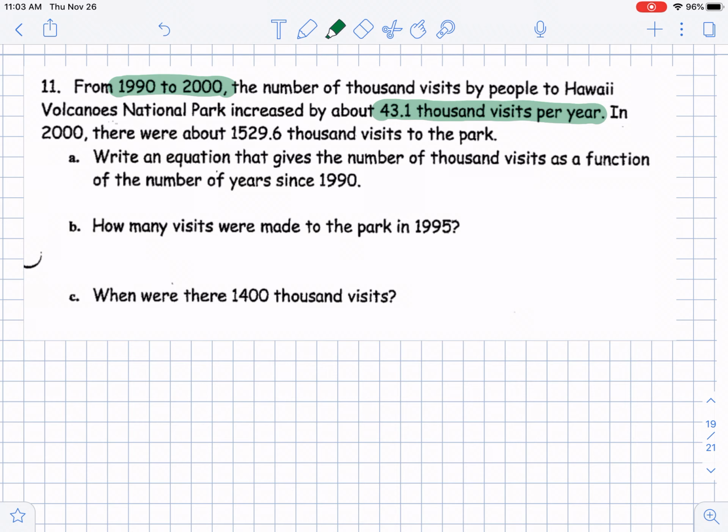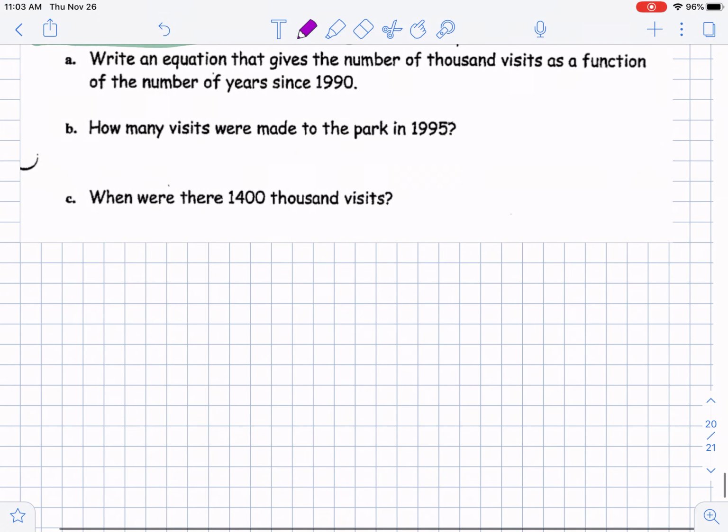1992 would be 43.1 thousand times 2 plus 1990, and so on and so forth, up to the year 2000, where there were 1529.6 thousand visits. So they actually are giving us a point there, if you think about it.